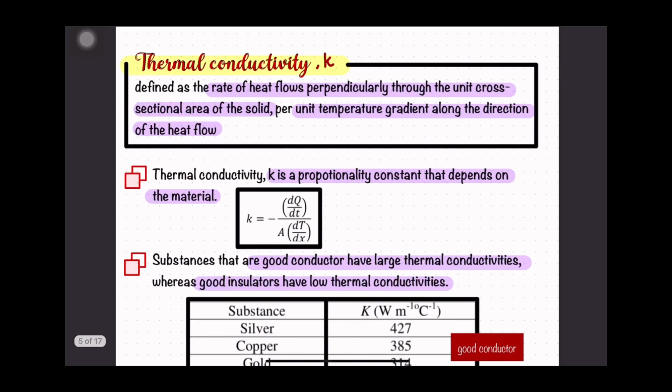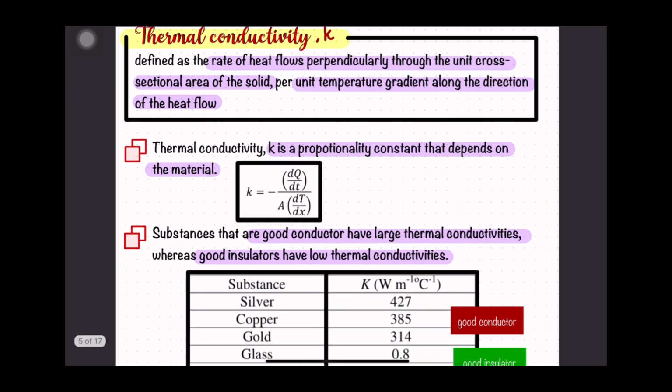Okay, next, what is the thermal conductivity? The value of K. So, defined as the rate of heat flow perpendicularly through the unit cross-sectional area of the solid per unit temperature gradient along the direction of the heat flow. So, thermal conductivity K is a proportionality constant that depends on the material. So, we rearrange the equation of rate of heat flow, K as the subject. So, we get K is equal to negative dQ per dt divided by A times dT over dx, temperature gradient. So, substances that are good conductors have large thermal conductivities, whereas good insulators have lower thermal conductivity.